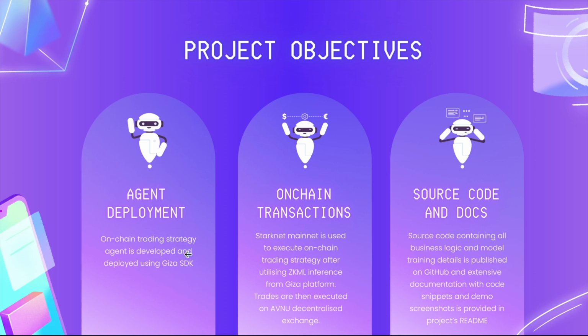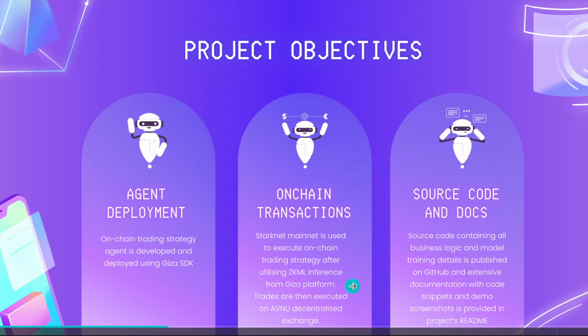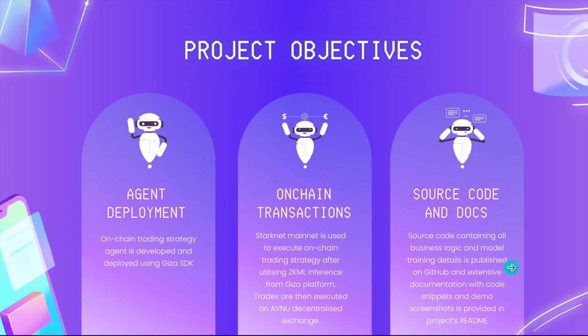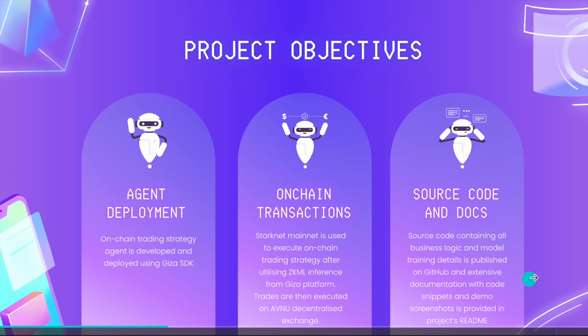The on-chain trading strategy is developed and deployed using Giza SDK. On-chain transactions: the Starknet mainnet is used to execute the on-chain trading strategy after utilizing ZK ML inference from the Giza platform. Trades are then executed on Avnu decentralized exchange. Source code and documentation containing all business logic and model training details is published on GitHub, and extensive documentation with code snippets and demo screenshots is provided in the project README.